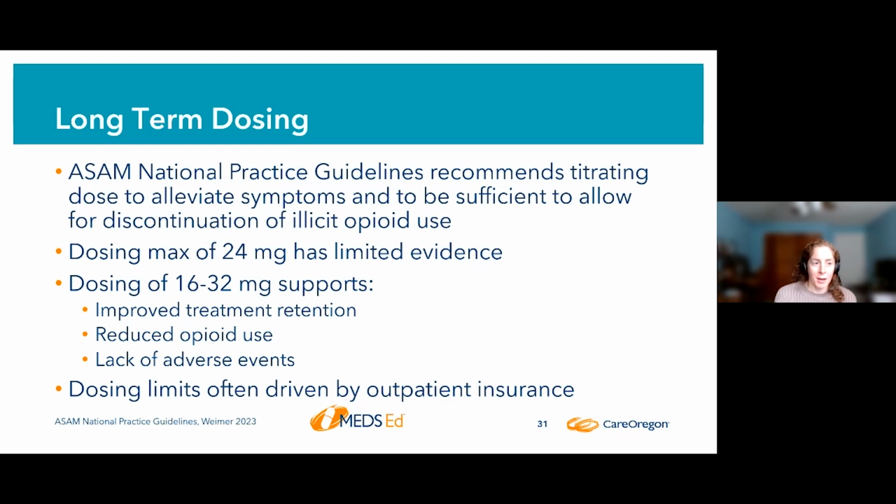One of our myths that we want to bust today is that the dosing max is 24 milligrams. That's something that I heard over and over and over again when I was doing my training and early on in practice. But really the dosing closer to 16 to 32 milligrams can support improvement in treatment retention, reduced opioid use, and lack of adverse events. And those dosing limits are often driven by things by outpatient insurance.